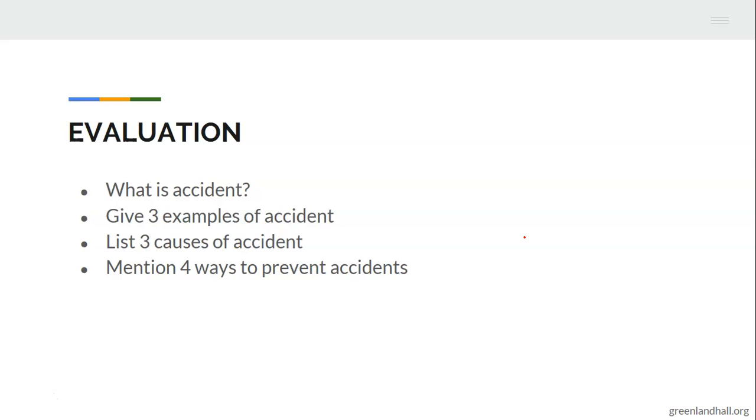So mention ways that we can prevent accidents. Okay, I'm very sure that from all that you have mentioned, all the causes of accidents, you should be able to prevent them now. Okay, let's go. How do we prevent accidents? Okay, we should concentrate while crossing the road. Good. When you're crossing the road, concentrate. Number two. Okay, I'm listening.